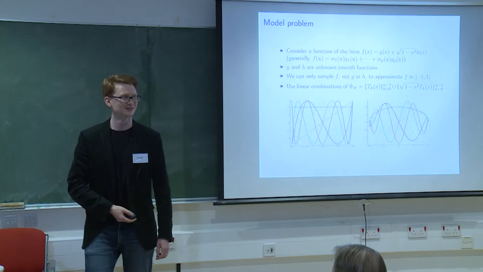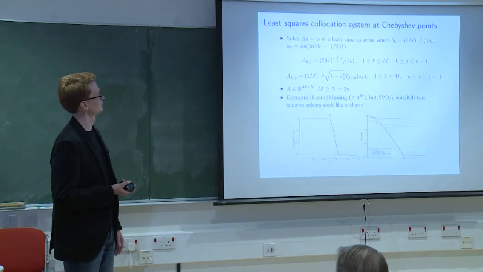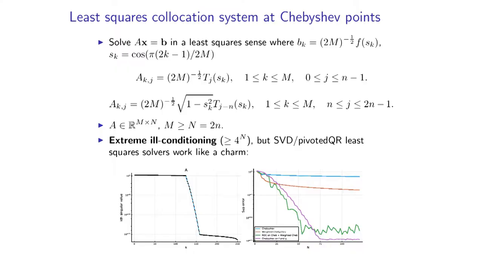Okay, well the first thing you might try to do is a collocation for this problem at Chebyshev points. That's going to give you a linear system which we can solve in a least squares sense if we take more samples than coefficients. So we have a right-hand side which is a normalized evaluation of the function at Chebyshev points, and then we have a matrix. The first n columns are just the Chebyshev polynomials evaluated at Chebyshev points. The last n columns are the weighted Chebyshev polynomials.